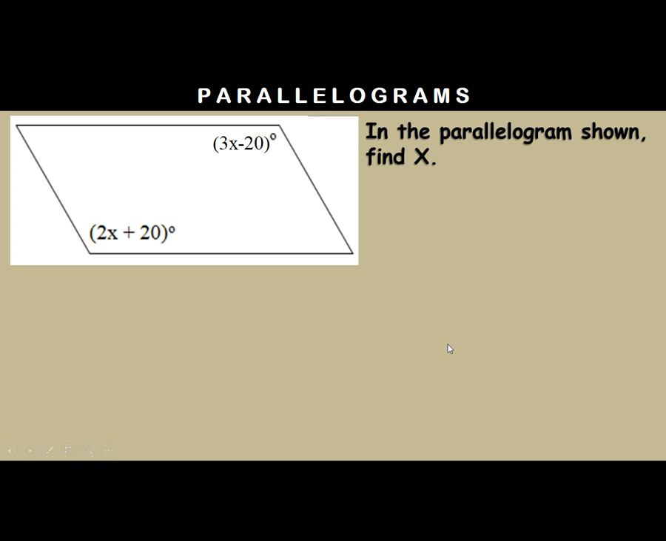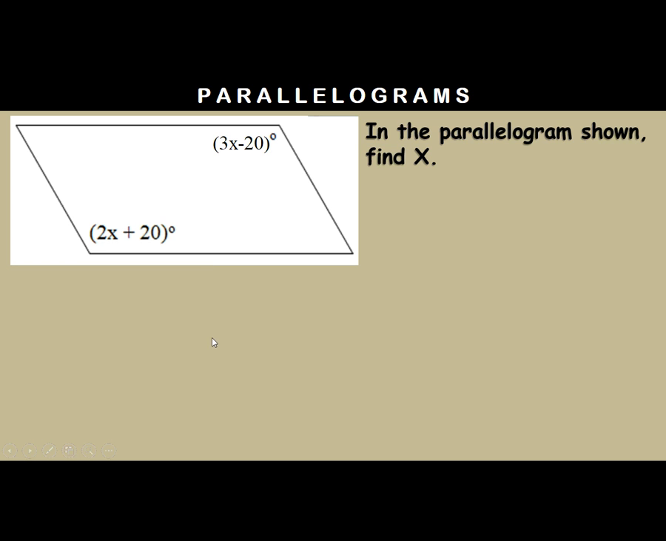Here's the hard version of that problem. We threw in some extra X's and whatnot. When you see a problem like this, it tells us it's a parallelogram, so we know something about the angles. Angles are either equal or add to 180. Just like everything else in geometry, angles are equal or they add to 180 and occasionally 90.